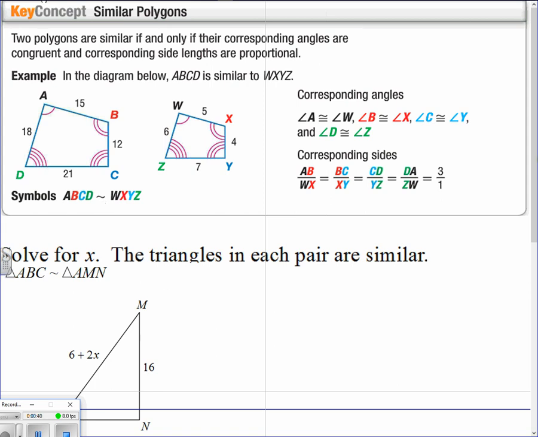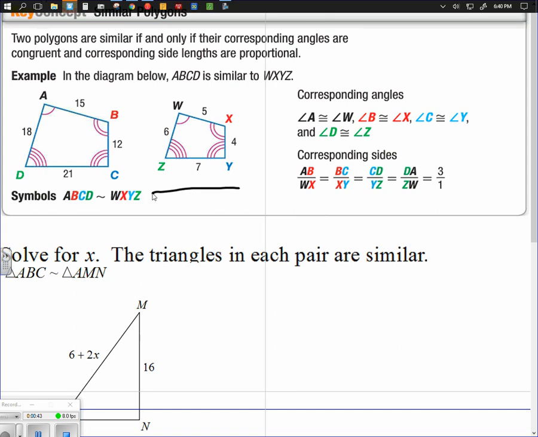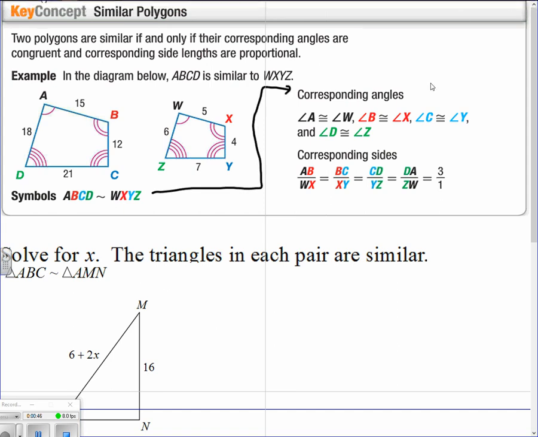Now, if they tell you this, they're also telling you that corresponding angles are congruent. So angle A is congruent to angle W, angle B is congruent to angle X. So these angles will be congruent, and corresponding sides are not congruent, but they are proportional. That means you can set up a ratio between them. So AB is 15, the first two letters on the other one, WX is 5. So 15 is to 5, and they went through the whole thing.